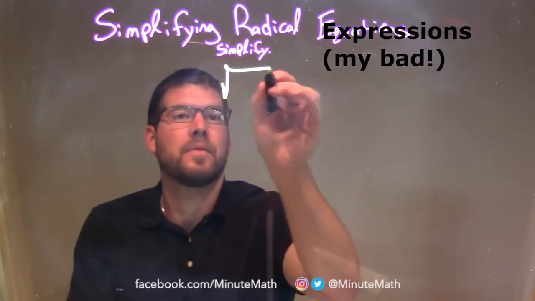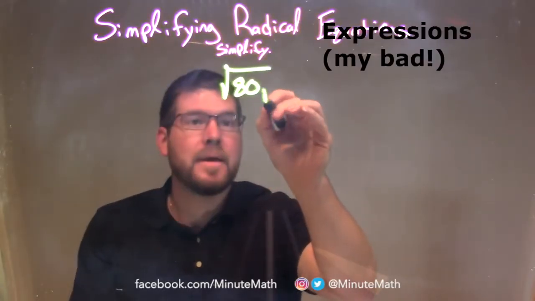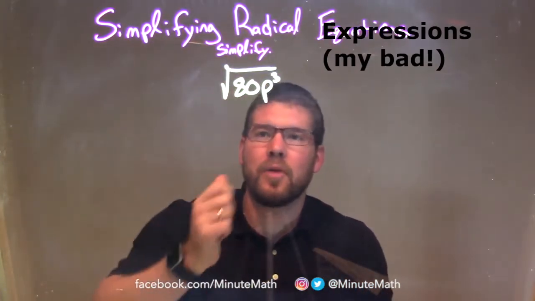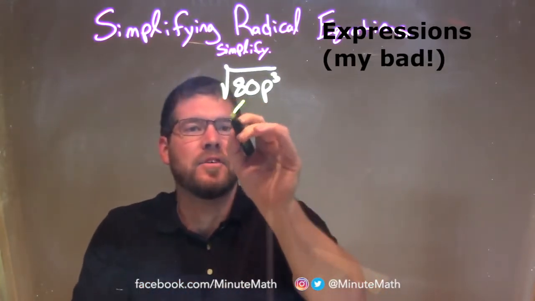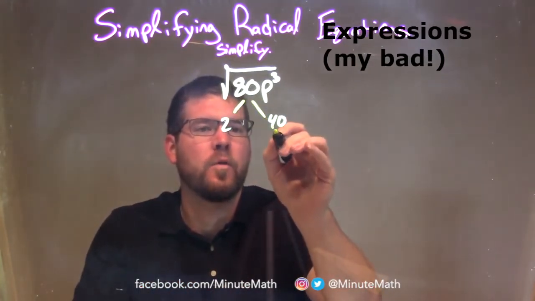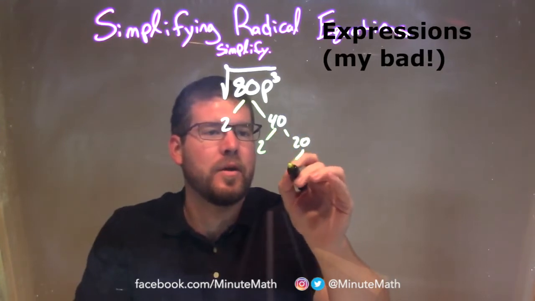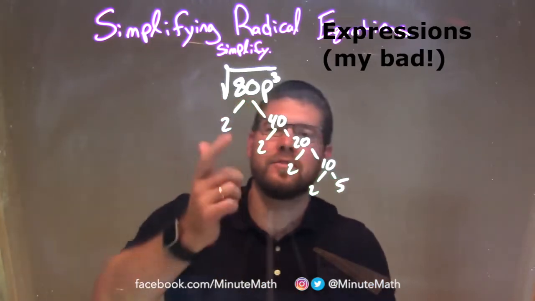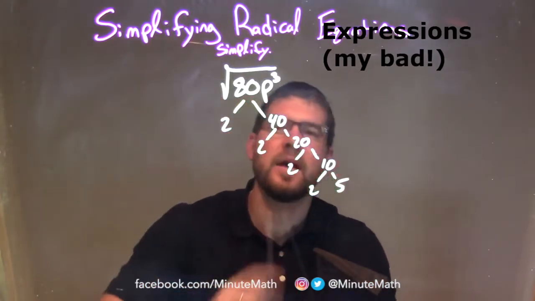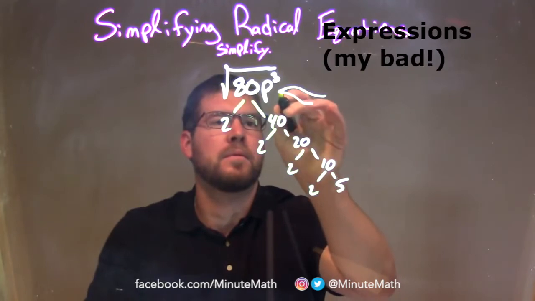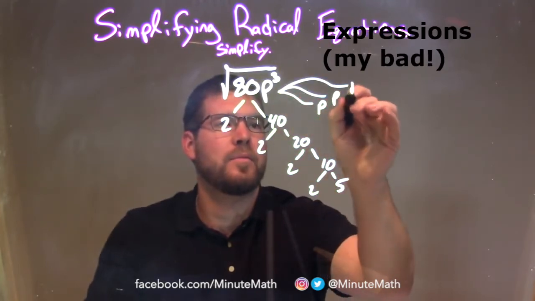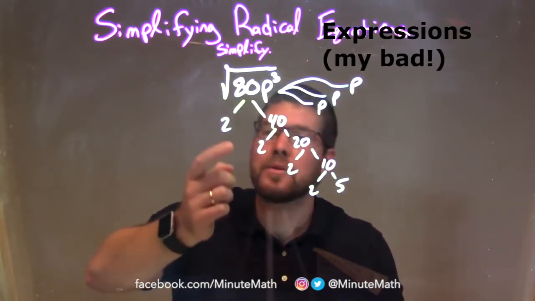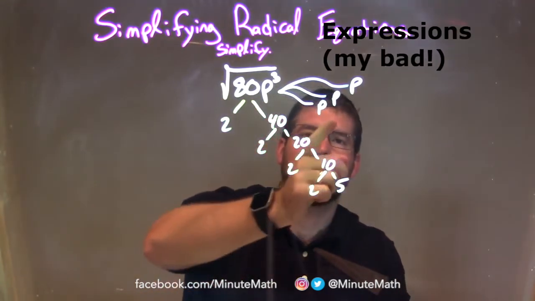The square root of 80p to the third power. Well, let's do our prime factorization of 80. 80 is just 2 times 40. 40 is 2 times 20. 20 is 2 times 10. And 10 is 2 times 5. Pretty simple, right? So 80 is just 2 times 2 times 2 times 2 times 5. P to the third power is just p times p times p. So I've done my prime factorization of 80p to the third power, which is 2 times 2 times 2 times 2 times 5 times p times p times p.